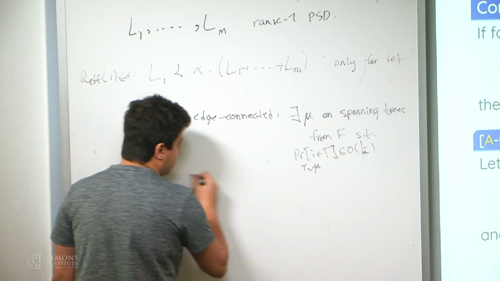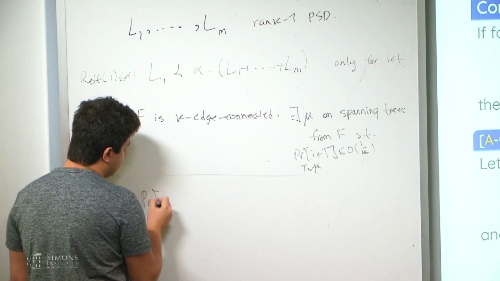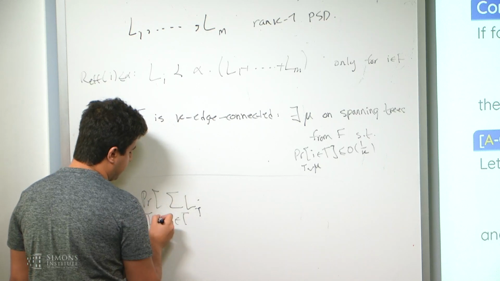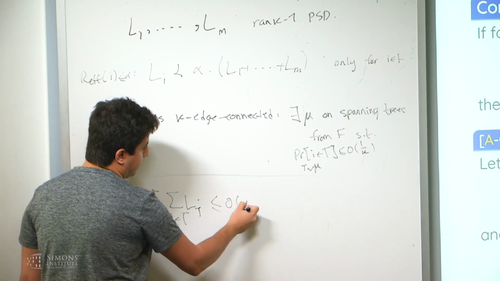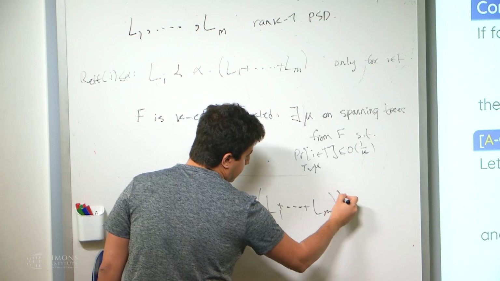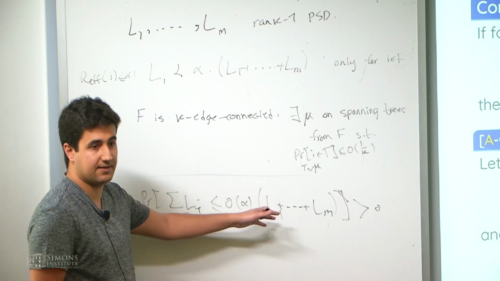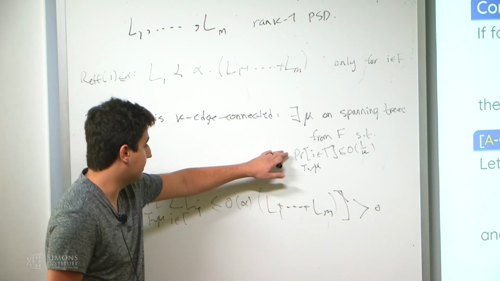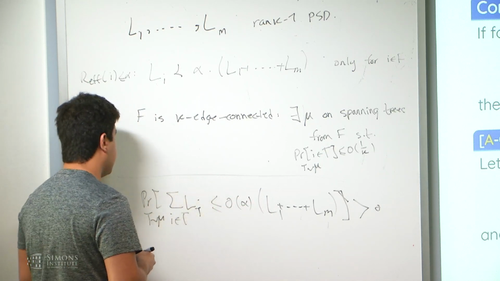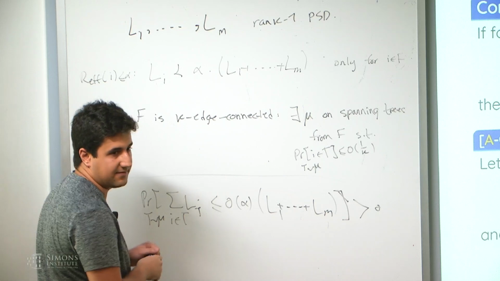So the statement that we want to prove now is that if you have such a distribution mu, then the probability that the sum of Li, i in T, where T is sampled from mu, is bounded by alpha times the whole Laplacian, is positive. There exists something in the support of the distribution that you have, which is thin with respect to the whole graph. That's exactly the kind of statement we need from the method of interlacing families.